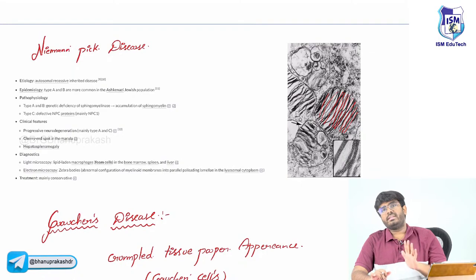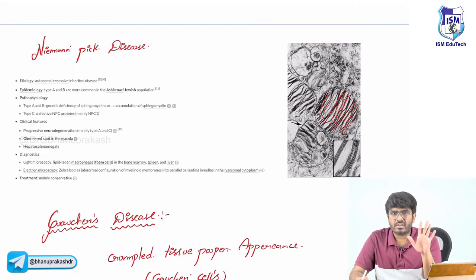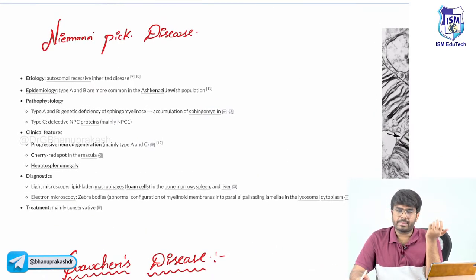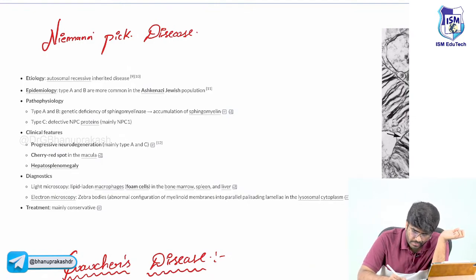Important points you should know: these lysosomal storage disorders are mainly seen in the Jewish population, the Ashkenazi Jews. Especially when you are giving your board exams, the USMLE or PLAB exams, this is very important. They will say there is a person who is an Ashkenazi Jew, coming from a Middle Eastern country, and he is having so and so features. It is an autosomal recessive disorder.